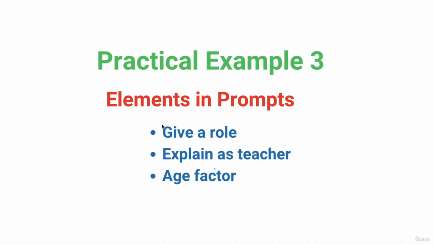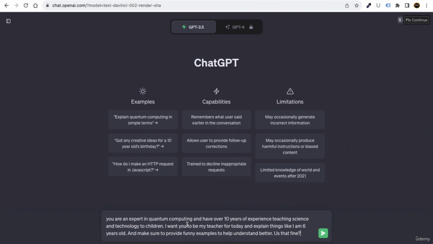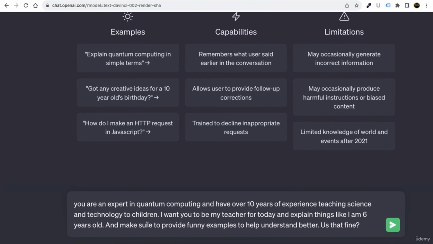Okay, hey guys, so let's take practical example 3, and here you have to include 3 elements in your prompt: give a role, explain as a teacher, and age factor. Now what I mean by this: you can of course tweak the prompt you want, but this is how the format will look. Here you define a role, like you are an expert in quantum computing, and you have 10 years of experience teaching science and technology to children. I want you to be my teacher.